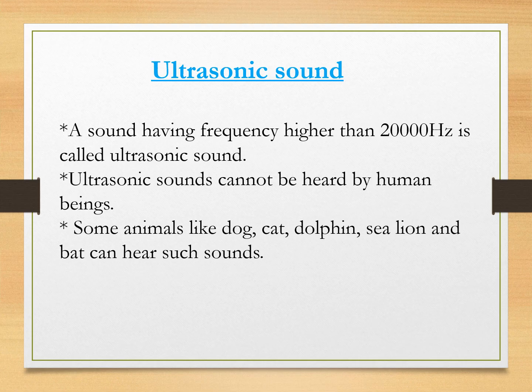Next point is ultrasonic sound. A sound having frequency higher than 20,000 Hz is called ultrasonic sound. See children, audible sound is in between 20 Hz to 20,000 Hz. Now infrasonic means less than 20 Hz and ultrasonic means more than 20,000 Hz. Ultrasonic sounds cannot be heard by human beings. Some animals like dog, cat, dolphin, sea lion, and bat can hear such sounds.